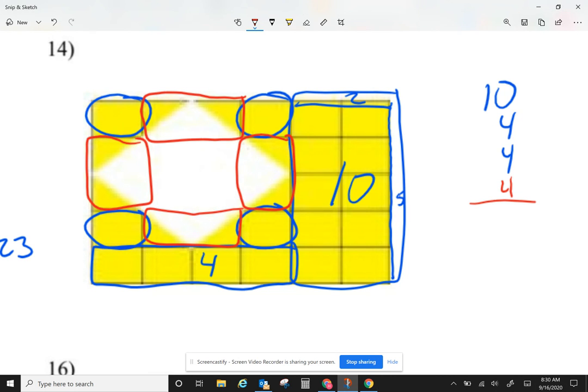So all together, just add the numbers. 10 plus 4 plus 4 plus 4. It happens to be, in this case, 22. So there are some figures where I want you to go back to adding the squares.